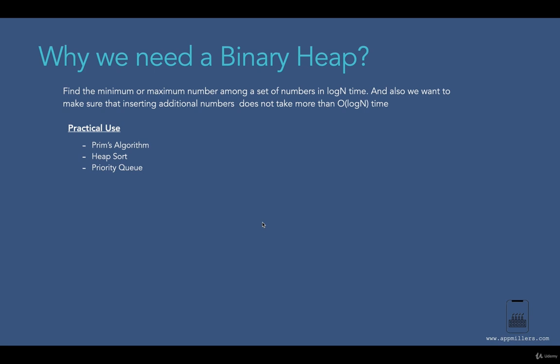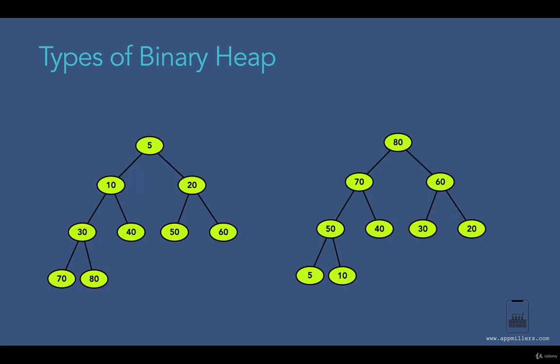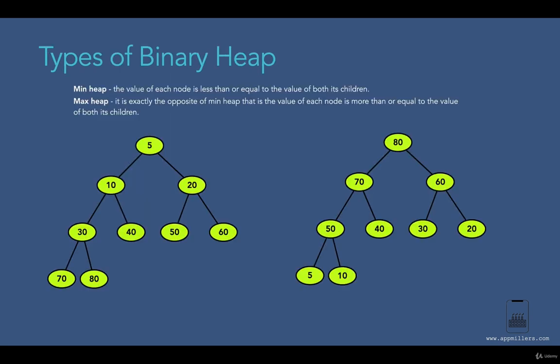Now before diving into the binary heap, let's see the types of binary heaps. There are two types of binary heap. The first one is minimum heap and the second one is maximum heap. As we mentioned before, in case of minimum heap, the value of each node is less than or equal to the value of both its children. So we can easily see that the binary heap over here, which is on the left, is a minimum binary heap, because in this case the root is less than its children, and here again other nodes also are less than their children.